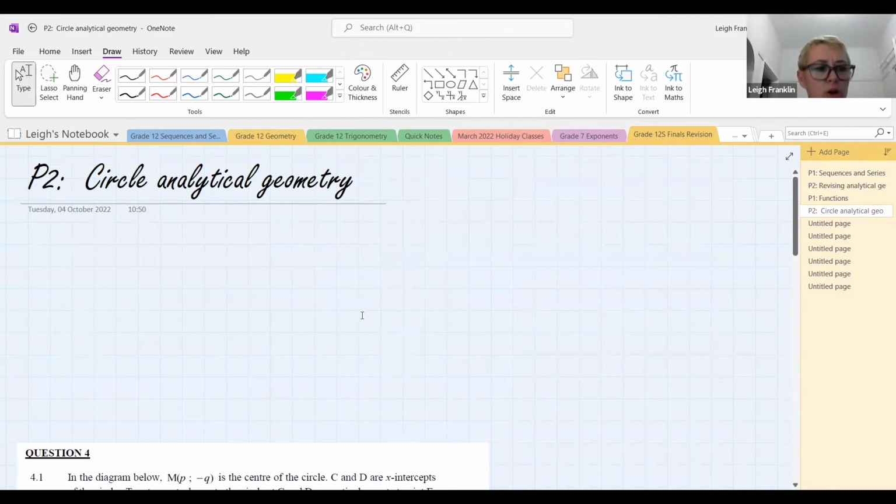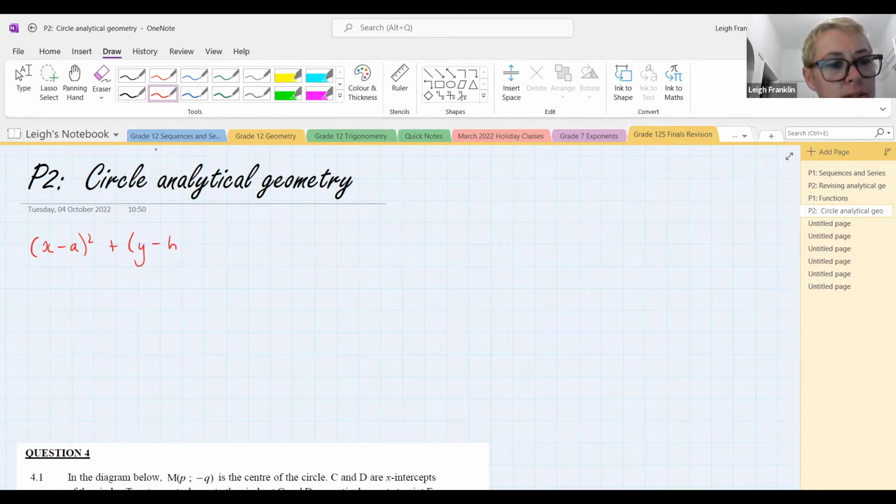Things that are important when it comes to circle analytical geometry. So the first thing that's important to note is that when a circle is not centered at the origin, it takes the form x minus a squared plus y minus b squared equals r squared. That's on your formula sheet, okay? In this form, this is called center radius form.